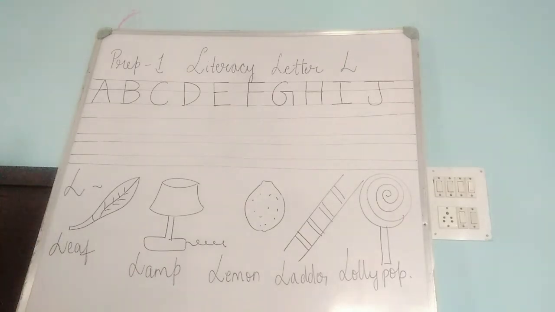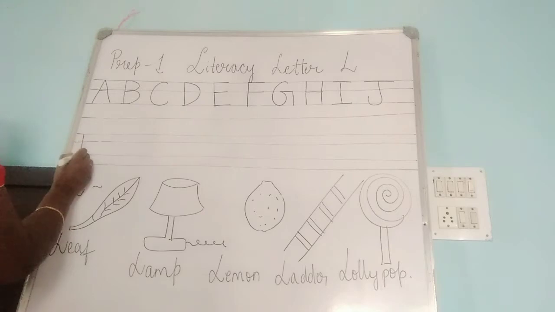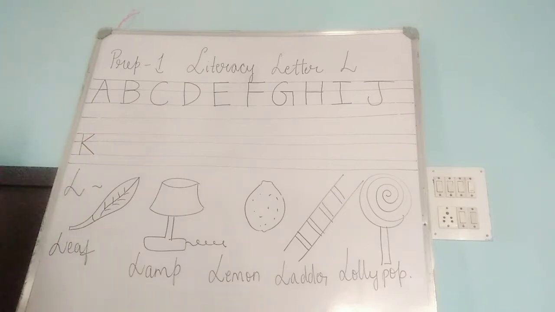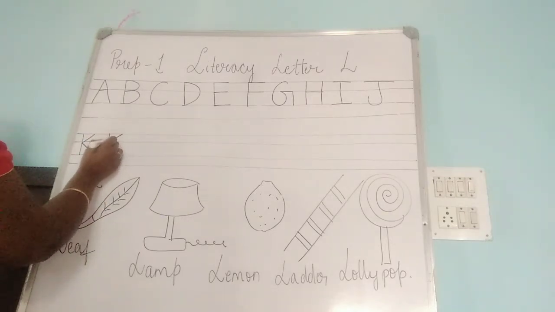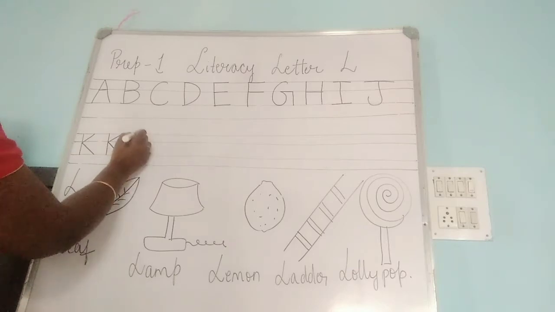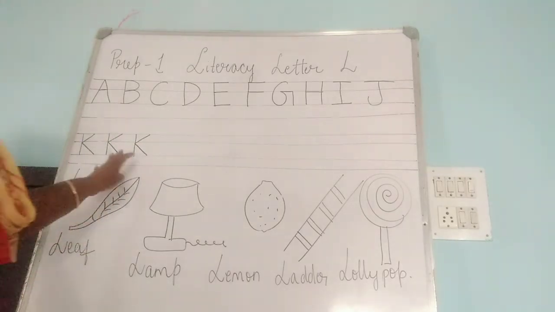Letter K. Last class you had learned K. Let's practice once again. Standing line. From here, one slanting line, and from here, another slanting line. This makes K. One more time we'll practice. Standing line, slanting line, slanting line. This is letter K. This was in the last class.